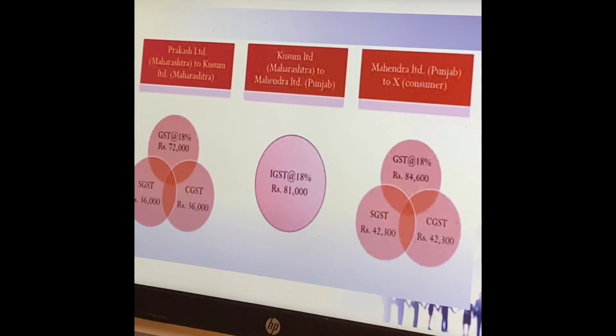So we have discussed all three taxes, the problems and the benefits of bifurcation, and the dual control has been understood. I hope you liked the presentation.